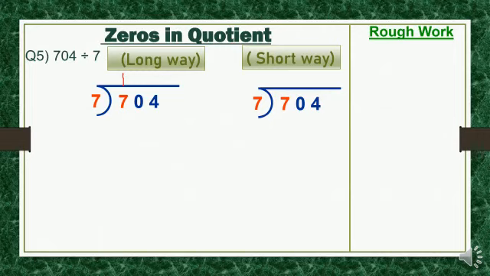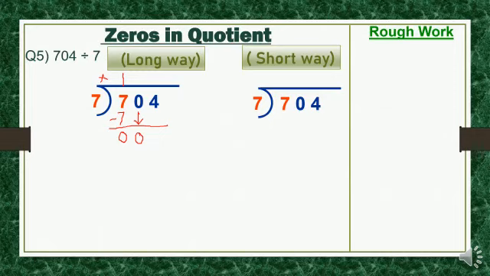So the next step will be to multiply. 7 ones are 7, we'll write it under 7. Then the next step after multiplying will be to subtract. So now we get 7 minus 7 as 0. Then the next step is to bring down. We bring down a 0. So then we have to go for the dividing step, right? We will repeat the steps.